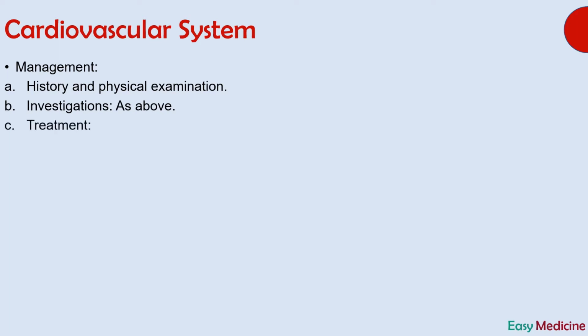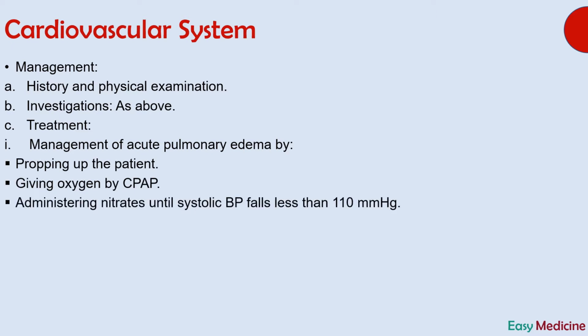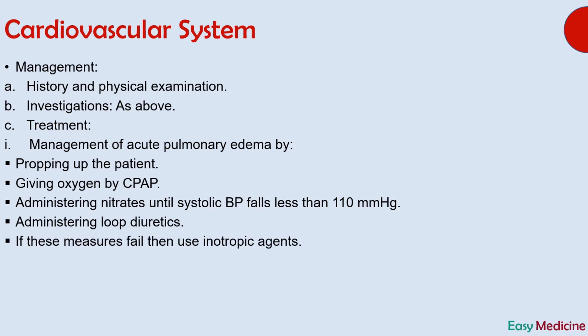And the next is treatment, and treatment of heart failure involves 2 things. First is management of acute pulmonary edema, and second is management of heart failure itself. So treatment of pulmonary edema is by propping up the patient, giving oxygen by CPAP, administering nitrates until systolic blood pressure falls below 110, and administering loop diuretics. However, if all these measures fail, then use inotropic agents.